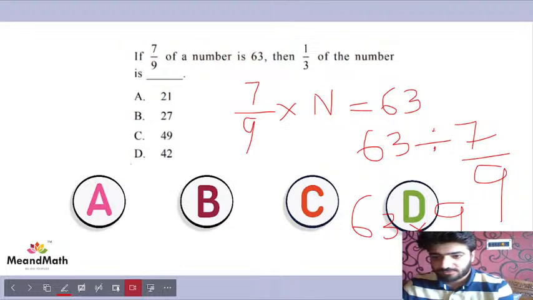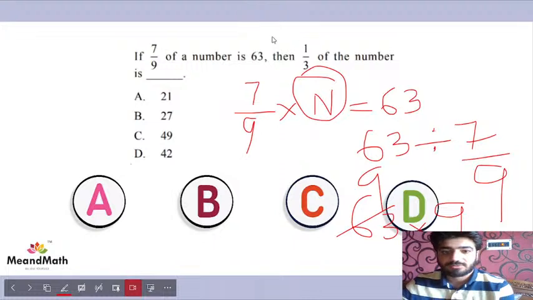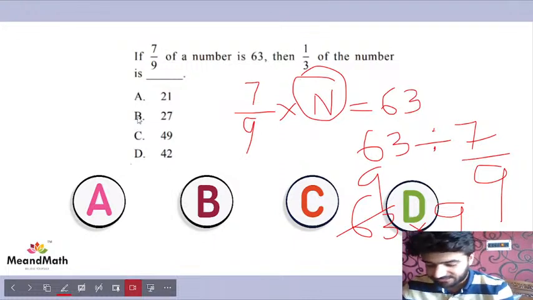Which is 7 ones and 7 nines. 9 nines are 81. So the number is 81. So what will be 1 by 3 of that number? 1 by 3 of 81 will be 27, which is B, the correct answer.